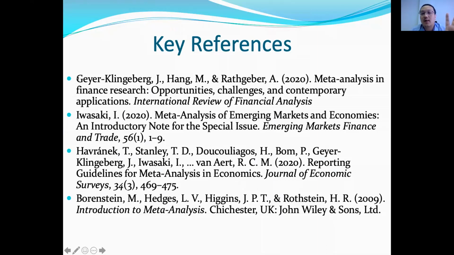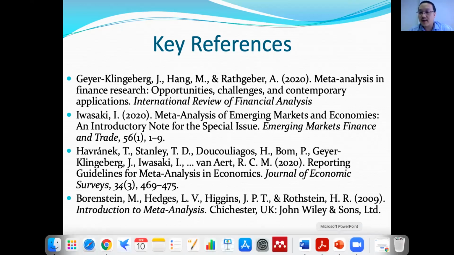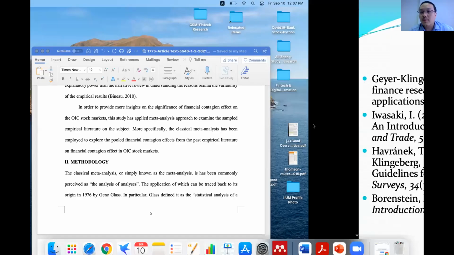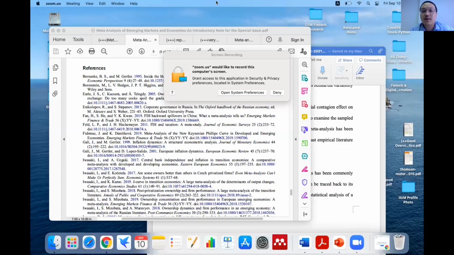These are the four key references that I'm using for today's seminar. If you want to read more about what's going on with meta-analysis in economics, and what happens in the finance industry, then you can read from these references. Okay, since today is a Friday, I won't drag the seminar too long. We will proceed to Q&A if there is any.